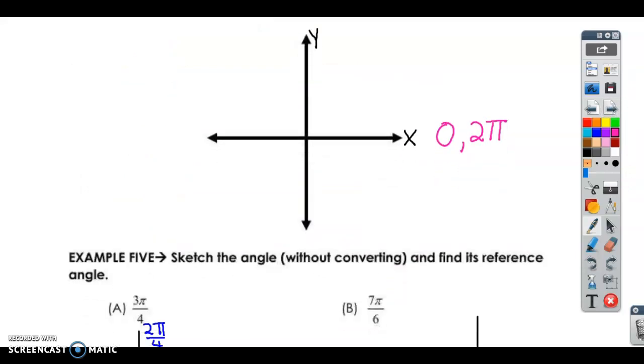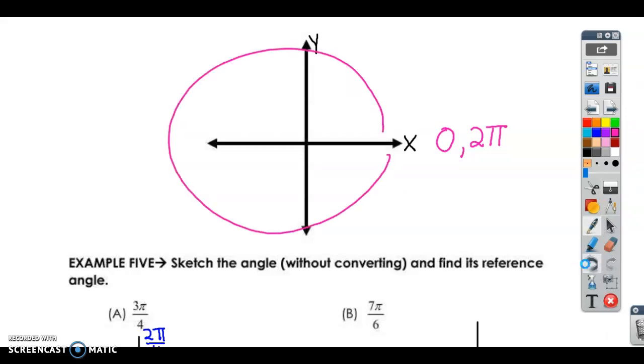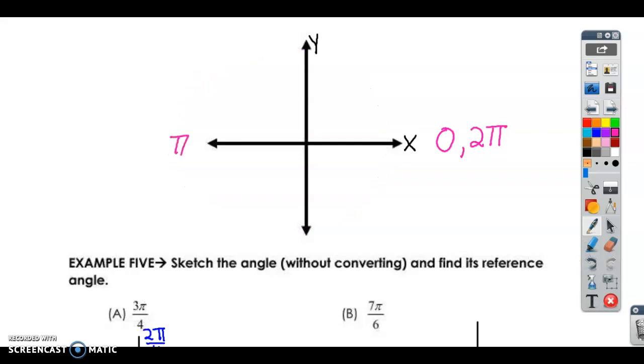All right, last thing we need to do here. We're going to count all the way around this circle first. If I go all the way around the circle, it's 2 pi, right? That means halfway around is pi. And that means 90 degrees would be equal to pi over 2. And then 270 would be equal to 3 pi over 2.